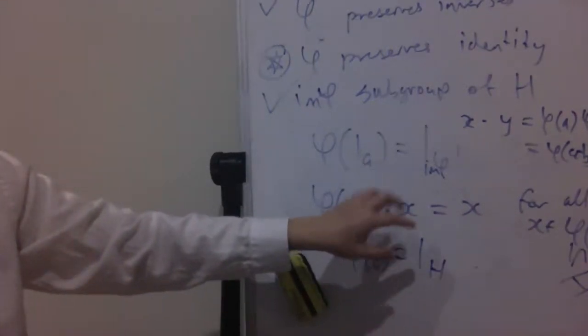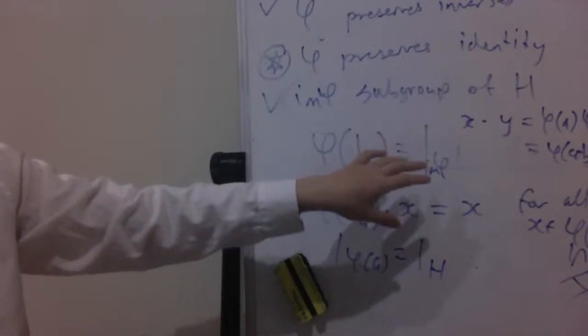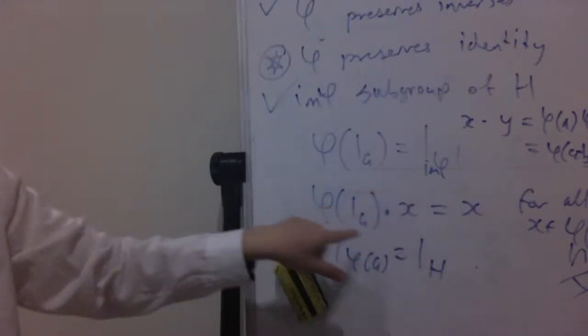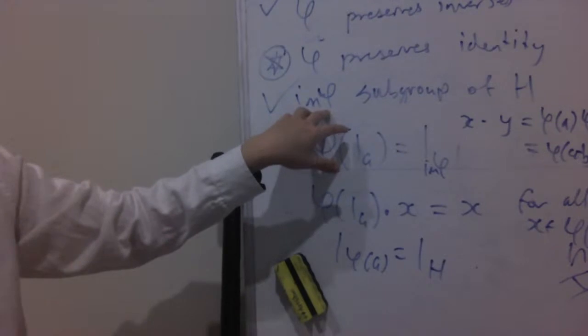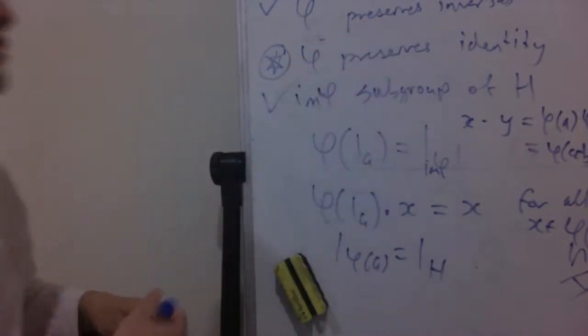Okay, so then this subset has an operation, which is the restriction, and it has an identity, because this is the identity inside the image, because you agreed this was true. And then it also has the inverses. So I should probably write that argument again.